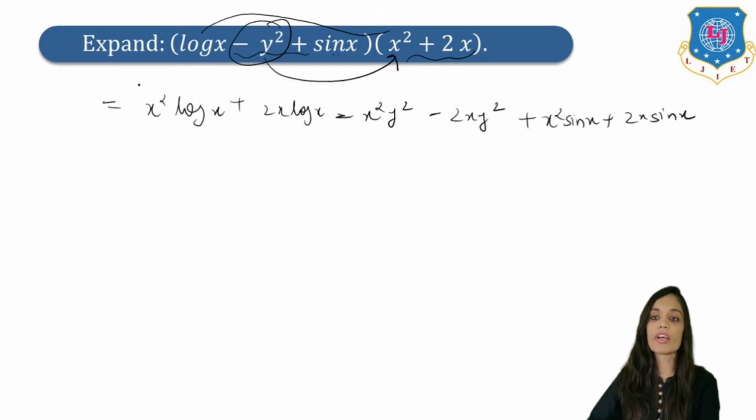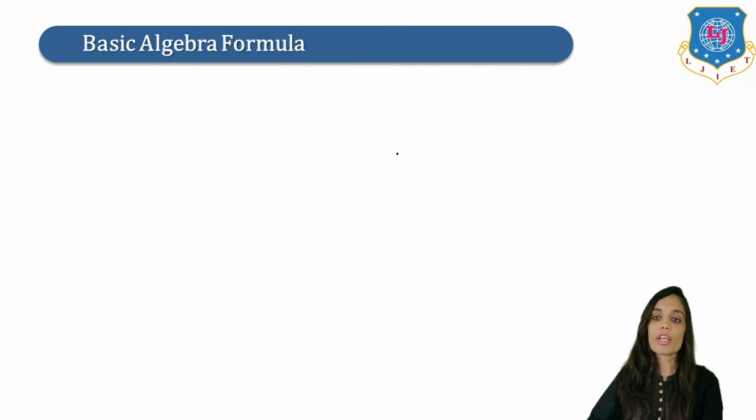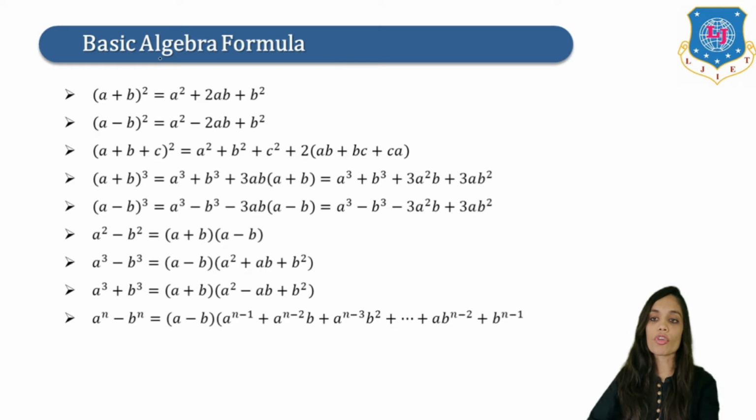So, we have just learned how to expand any number of brackets. Is it clear? Now let us study some basic algebra formulas. The first formula is a plus b whole square is equal to a square plus 2ab plus b square. a minus b whole square will be equal to a square minus 2ab plus b square.